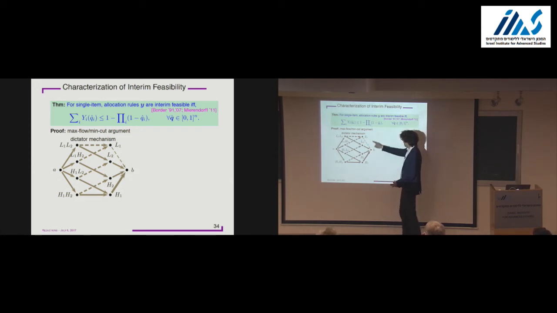Good. A mechanism tells you the ex ante allocation rule, which gives the probability that each type should be served. By the dictator mechanism, the lower type of the dictator is never served. It's a dictator mechanism: if he's low, he's never served. The high type of the dictator, on the other hand, is always served. And the low and high types of the other guy are served with probability 1/2.